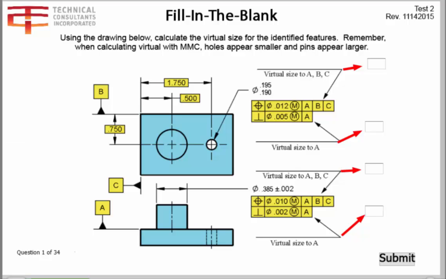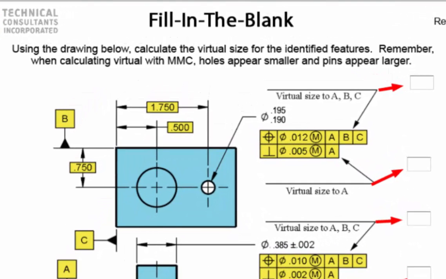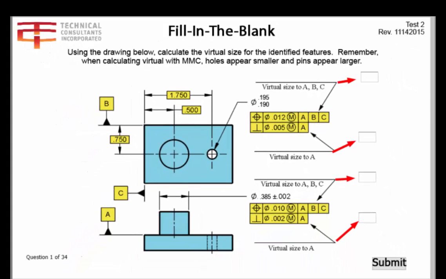Okay, let's take a look and see if we can get a quick review on some of the problems here. This is the very first question. It should not have been a surprise. It comes right out of the GeoTol Pro workbook. It's one of the problems you've already done. But using the drawing below, calculate the virtual size for the identified features. Remember, when calculating virtual with MMC, holes appear smaller and pins appear larger.